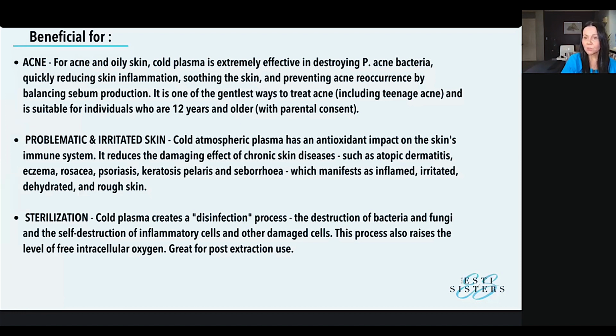This can also be used after you guys have done extractions. So think of it this way: instead of just putting on a little astringent, after you do extractions you could do a quick 1 minute pass on the area. This is going to be really sanitizing and prevent the bacteria from building up post treatment that way.